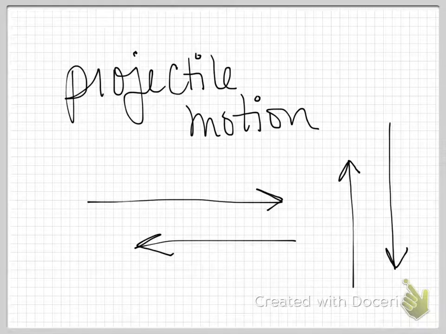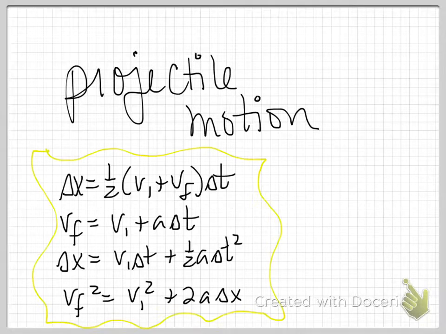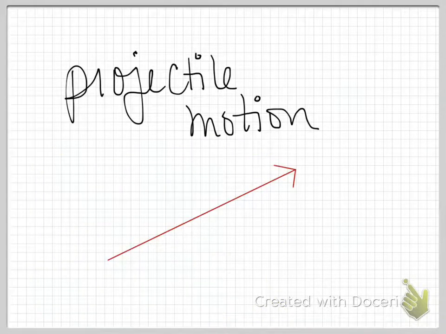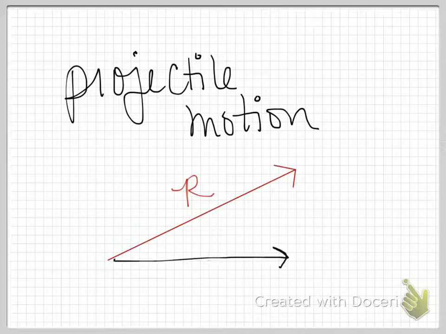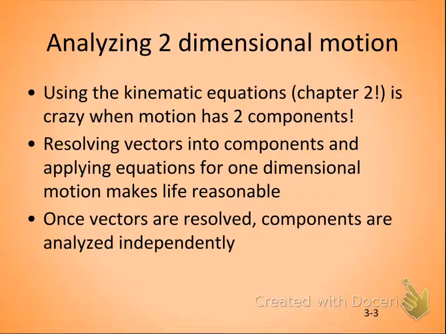By now, you're quite familiar with analyzing motion on one axis, motion in one dimension, whether it's on the x-axis or the y-axis. And you're familiar with using the kinematic equations to do so. That'd be these four, sometimes called the golden equations. By now, you're also familiar with taking vectors and resolving them into their components. Well, these are all the skills that you need to analyze motion in two dimensions.